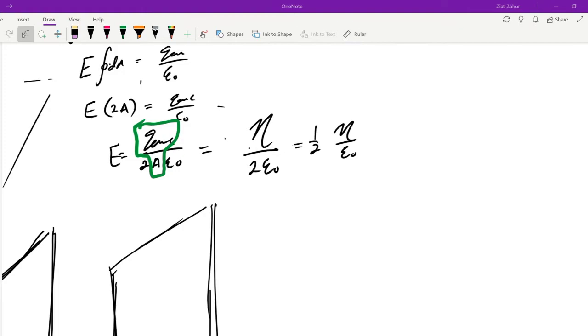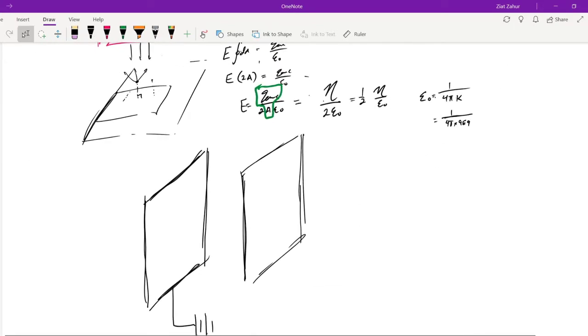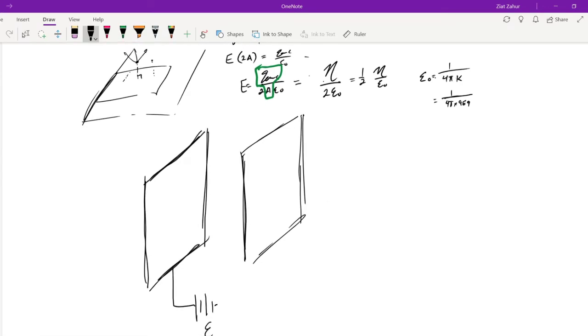What is epsilon naught equal to? Epsilon naught, permittivity of free space, is equal to 1 over 4 pi times k, Coulomb's constant k, 9 times 10 to the 9. And this is how we create our parallel plate capacitors.